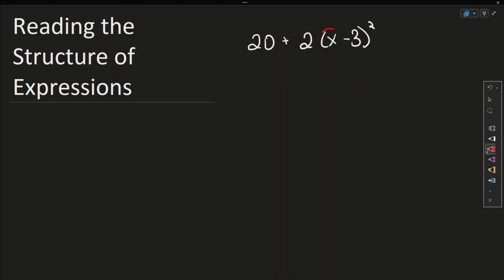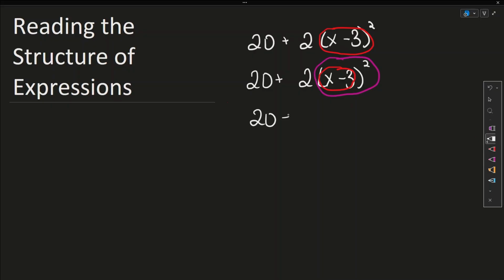The first thing we would do is parentheses, so I'm going to circle that parentheses in red. After that, we have our next item, which would be the squared. So we'll circle that piece in our purple color. And then we're going to repeat this idea. We've got our first and second pieces done. So what would we do for our next step? Well, we would multiply by 2. Order of operations says we need to multiply next.